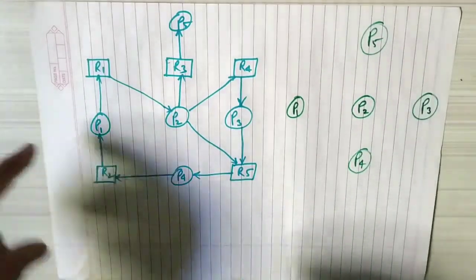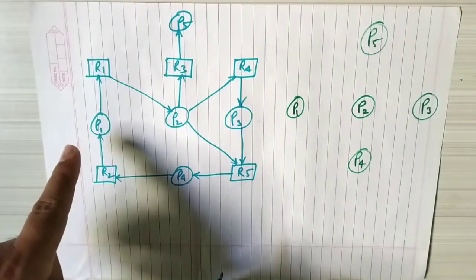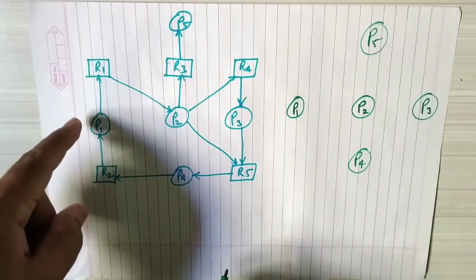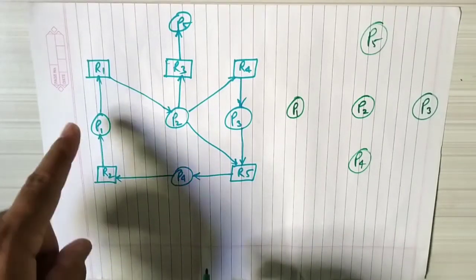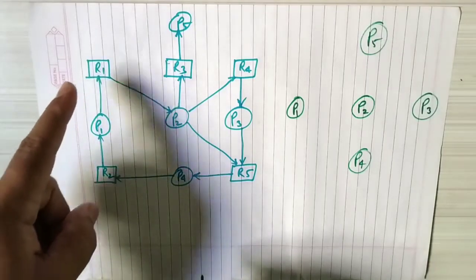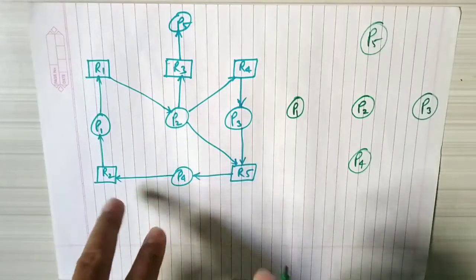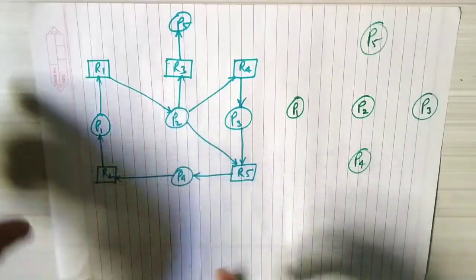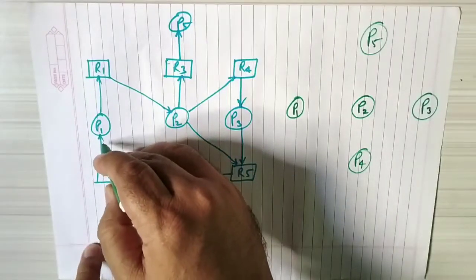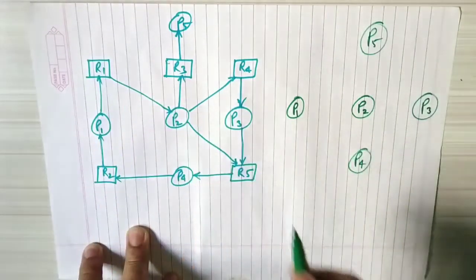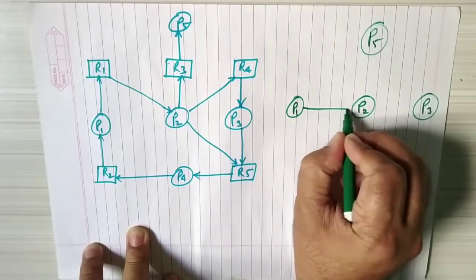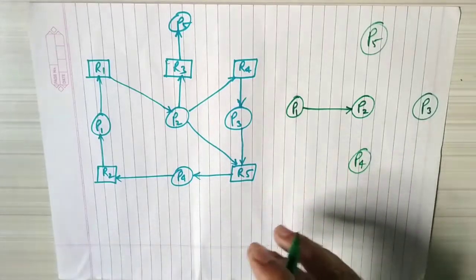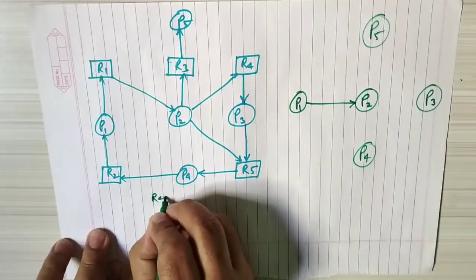Now for P1. P1 is holding resource R2 and waiting for the resource which is being held by P2. It means that simply P1 is waiting for P2. So from this point to this point, we can say that P1 is waiting for P2. So simply I can direct it in this way. I'm just simplifying the diagram from the resource allocation graph.